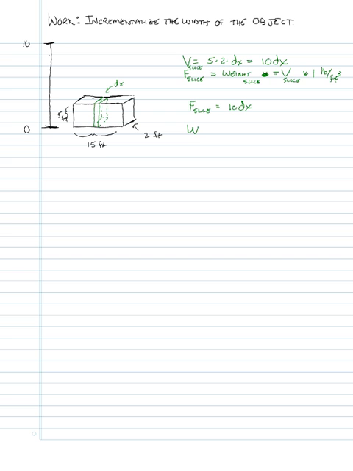So the work, W, required to lift that slice 10 feet is going to be the force required to lift the slice times the 10 feet. And so in this case, that ends up being 10 dx, that's the force, times 10, which is 100 dx.